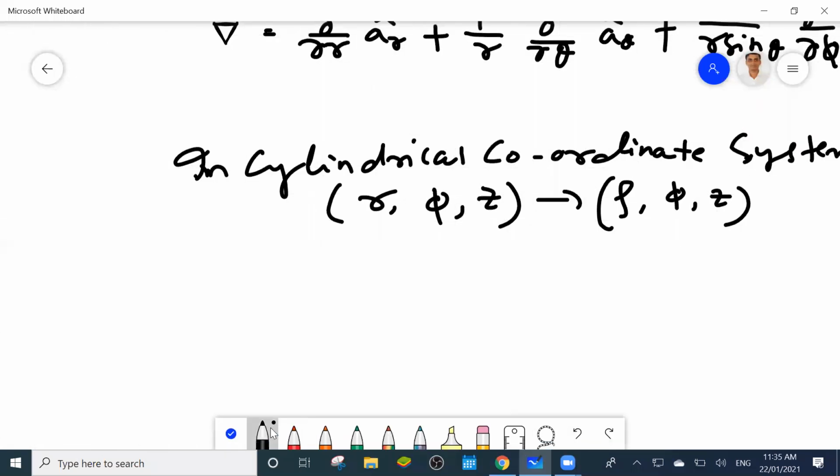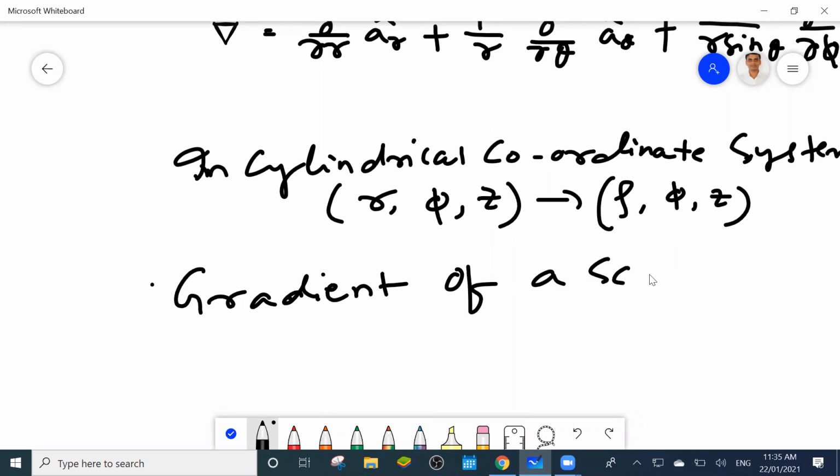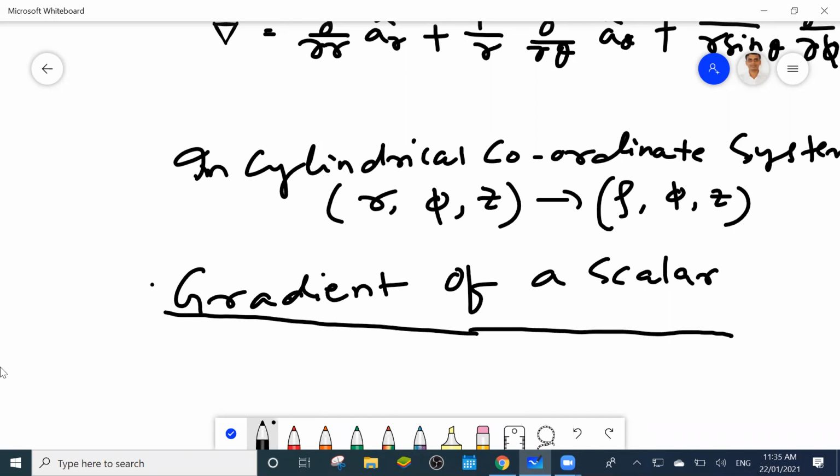Now, how to use the del operator? That is known as the gradient of a scalar. So what is a scalar? Scalar means only magnitude. I can define the physical quantity due to the magnitude only. Suppose I write the gradient of V. This you can also write as grad of V. Grad means gradient.